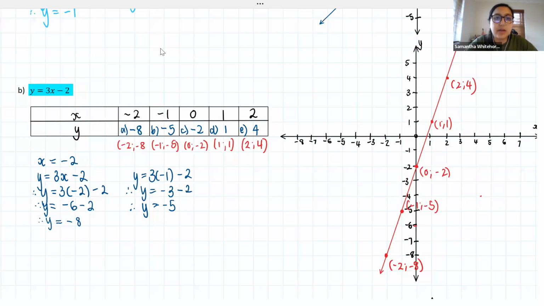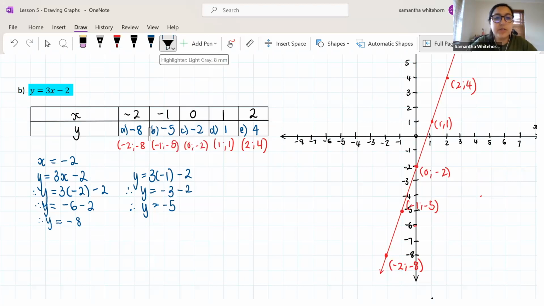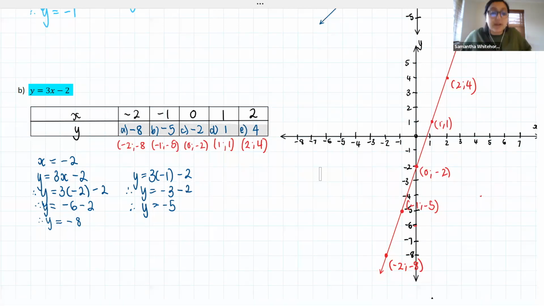That makes sense. If we go and have a look at our output values, we're going from -8 to -5 to -2 to 1 to 4. They're going up, right? Those values are increasing. So as the X values got bigger, so did the Y values, hence an increasing relationship.